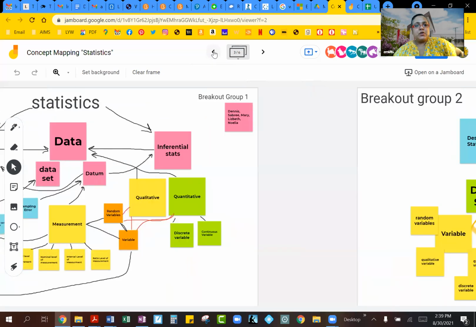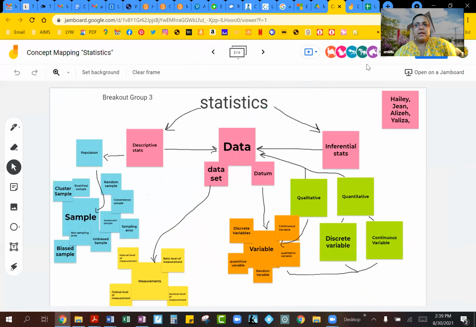How about we move on to group 3? And again, if anybody from group 3 would just give us a general idea of your process here. Okay, so we put statistics is huge with data and descriptive stats and inferential stats. It looks a lot like group 1's just because you guys were kind of starting out on the same page initially. Yeah.